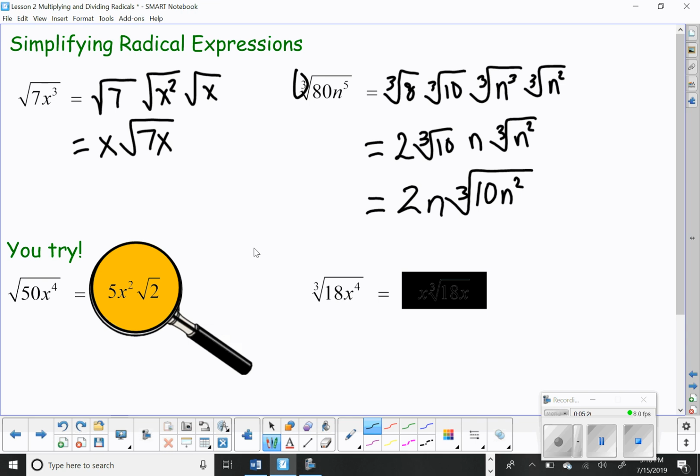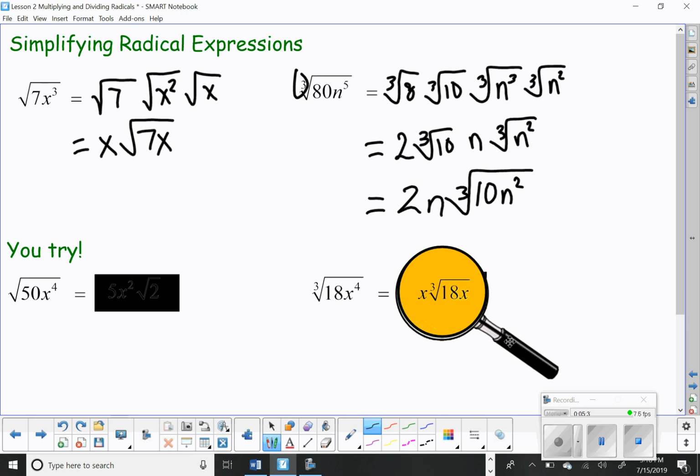Why are there no absolute values? Even index, even inside, even out. This is E-I-E-I-E. Not E-I-E-I-O. Over here, I have an odd index. So when you simplify the radical, you don't have to worry about absolute values. And over here, by the way, if you weren't sure, you've got the square root of 25x squared, square root of 2, just breaking it apart. Here, you're going to have the cube root. The only thing that you can break apart here is x cubed, and then you still have 18x. Okay?